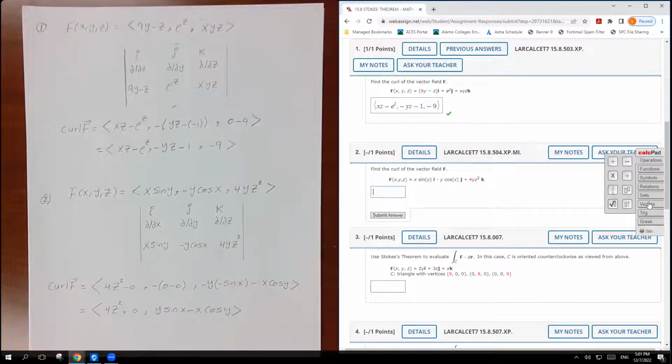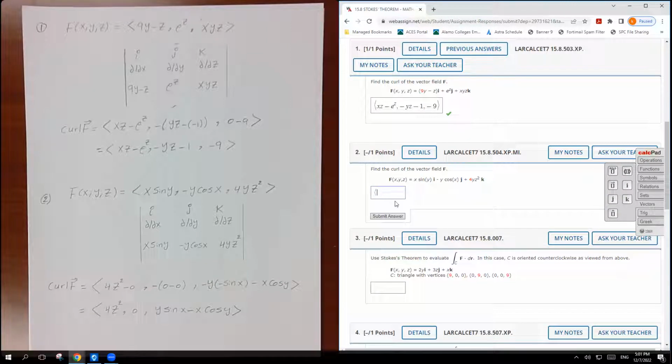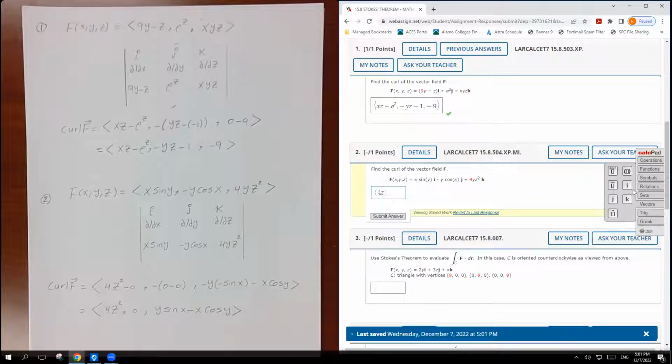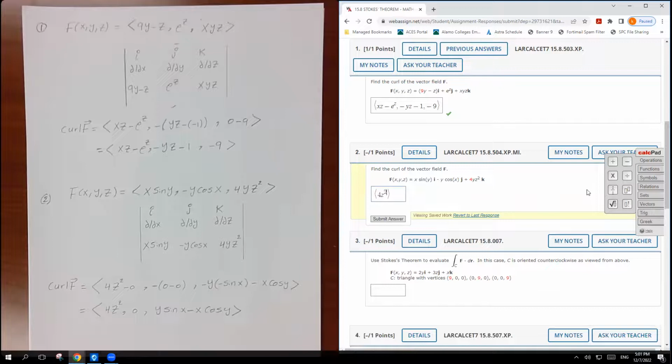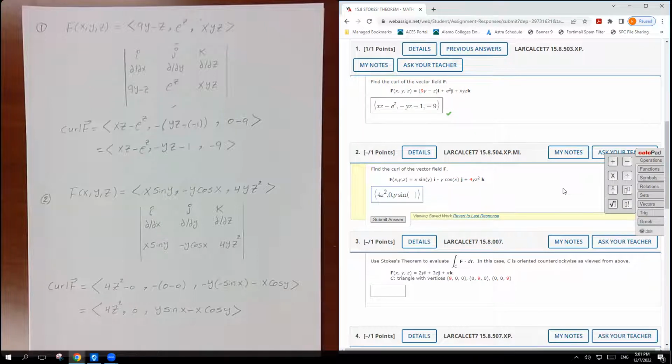So we're just going to plug in as a vector form: 4z squared, comma 0, comma y sine x minus x cosine y. That's it.